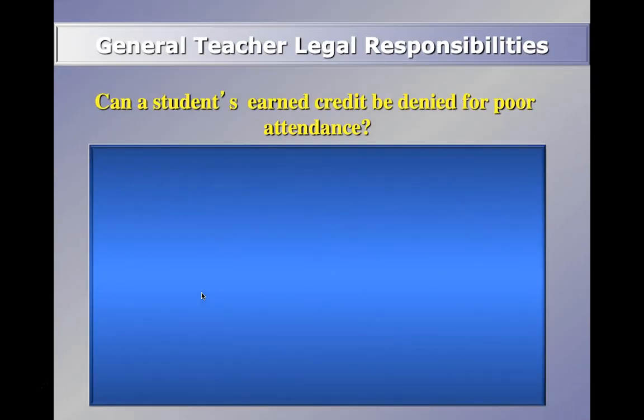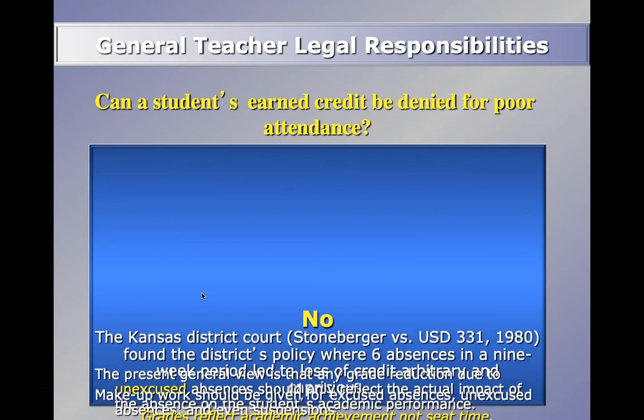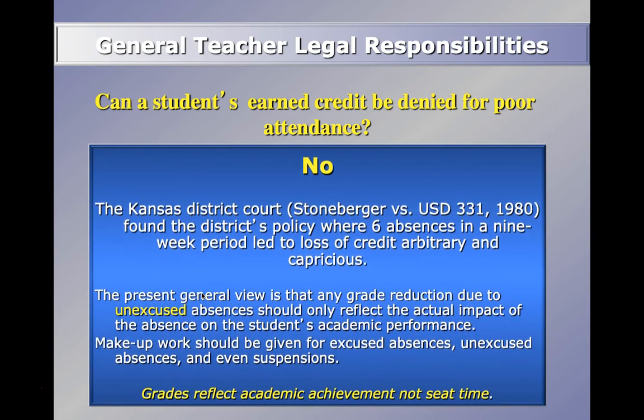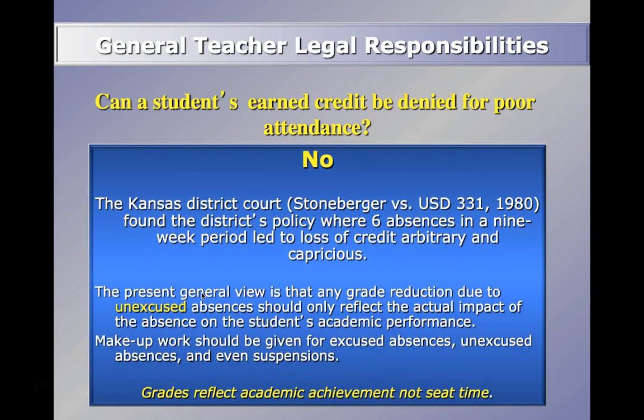Can a student's earned credit be denied for poor attendance? For example, if you miss more than 8 days unexcused, it doesn't matter what you make in that class, you will not get credit for the class. Popular policy in the secondary schools in the Midwest, well, have the courts found that to be a viable policy? Answer is no. In 1980, in a court case, a district court found that this school district that had 6 absences in a 9-week period led to a loss of credit. It was arbitrary and capricious.